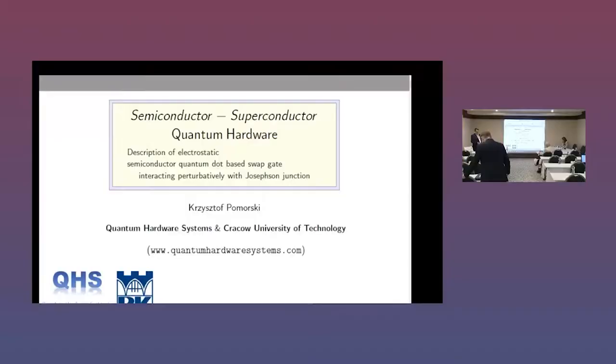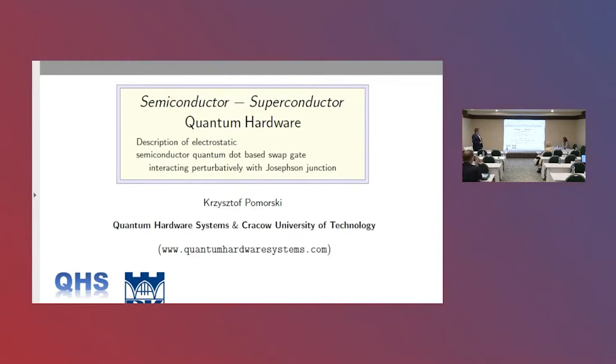So I would like to give you some taste of scientific approach to semiconductor, superconductor, quantum hardware. This work is done in collaboration. I'm affiliated with Krakow University of Technology, and that's also my company, Quantum Hardware Systems. I'm working on such type of systems.